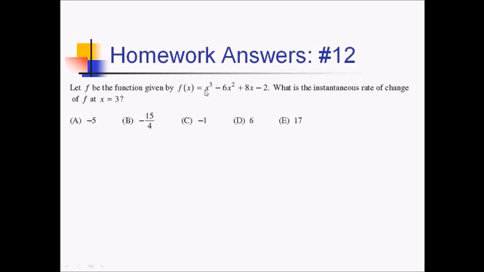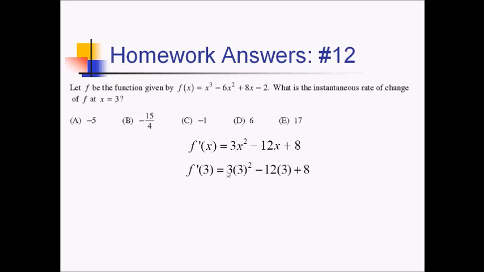So going from left to right, we have 3x squared minus 2 times 6 is 12x to the first, plus this is just going to be 8 because the slope of 8x is just 8. Negative 2 is a constant, so the derivative of that's just 0. So this is what we're plugging in 3 for now. So plugging 3 in for all my x values.